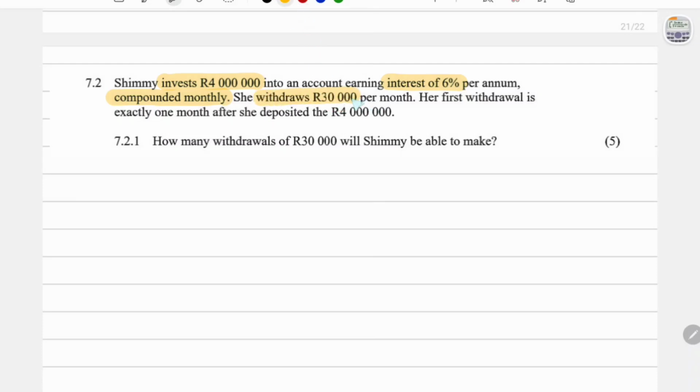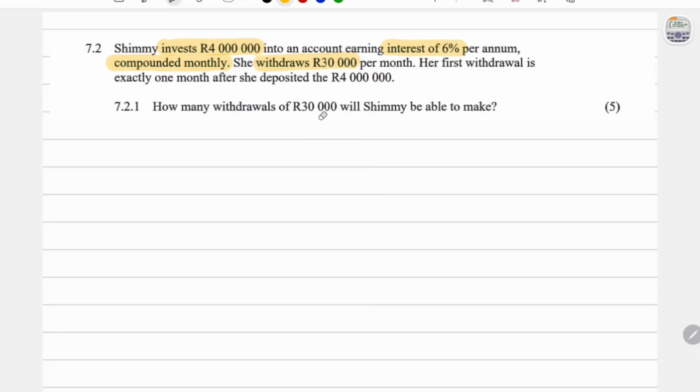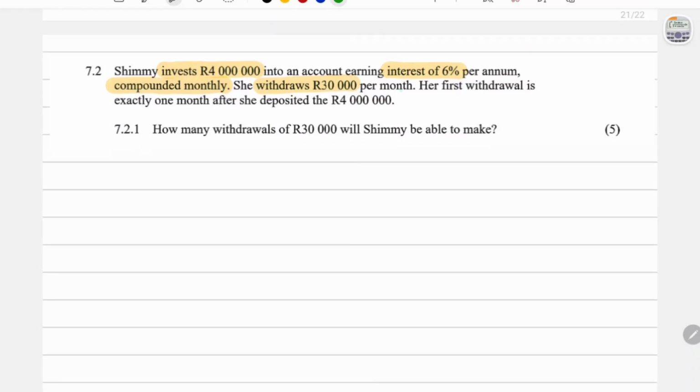Let me just stick to one color. And then they tell us that her first withdrawal is exactly 1 month after she deposited the 4 million. Okay, so how many withdrawals of 30,000 will Shimi be able to make? So I think something that would be a big hint here is the fact that they are mentioning that her withdrawal is exactly 1 month after.